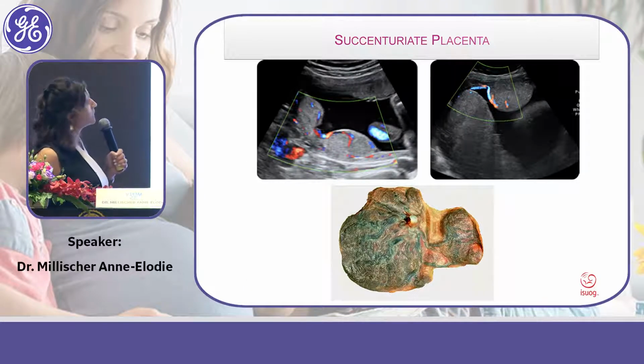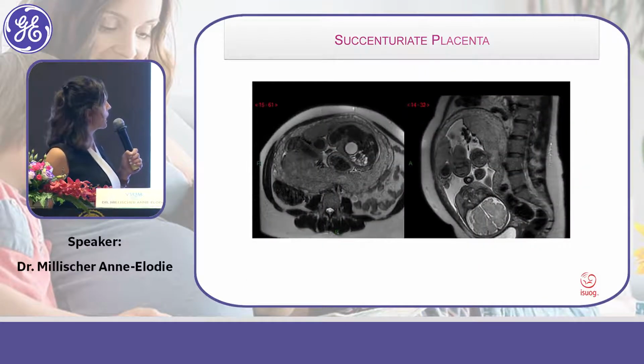You can see that on MRI we can diagnose this succenturiate placenta with the vessels between the two lobes for this example of fundal placenta.